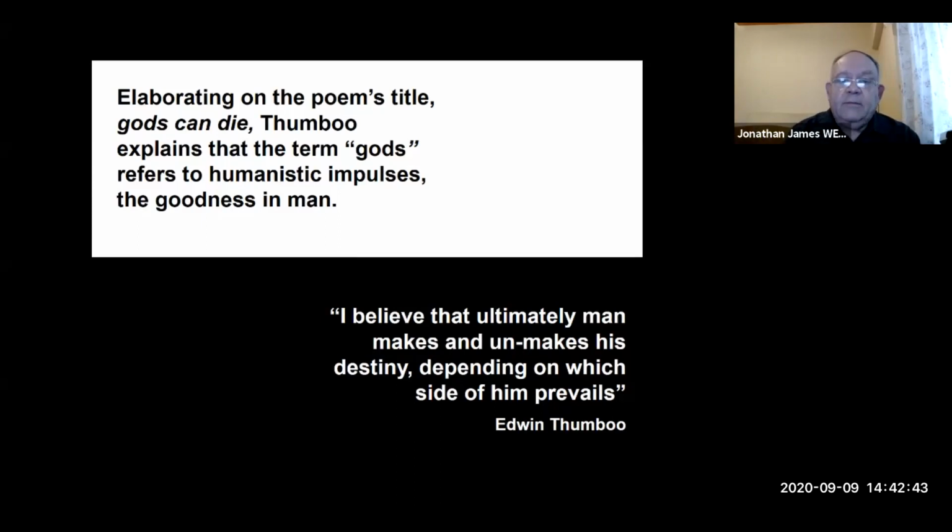Gods can die refers to the humanistic impulses, goodness in man. And what he saw was that goodness was disappearing as his friend became more powerful. So there is that sense of symmetry, but against that symmetry is the asymmetry, the hypotaxis, where he's foregrounding and drawing your attention to make you realize what that friend had become.